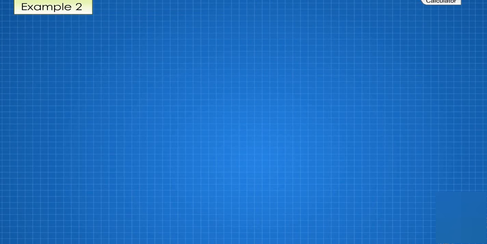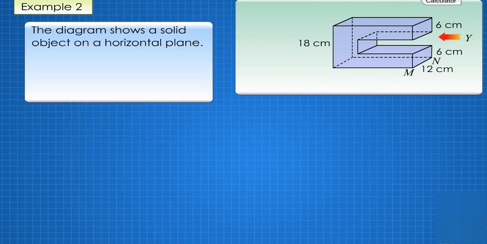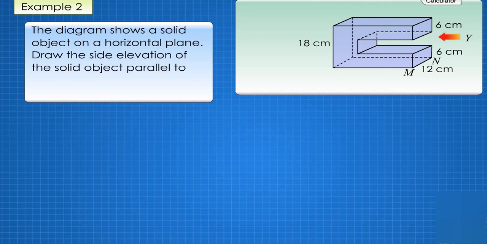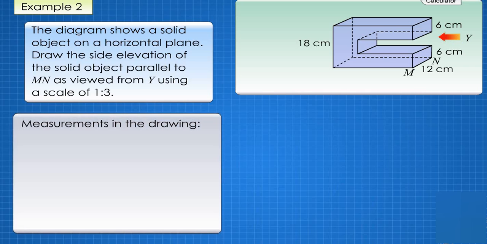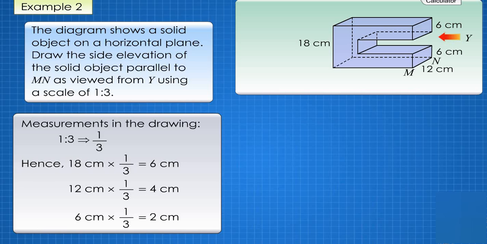Example 2. Given the solid object, draw the side elevation of the object using a scale of 1 to 3. First, calculate the measurements in the drawing that represent the actual measurements on the object. A scale or a ratio of 1 to 3 is equivalent to 1 over 3. Hence, multiply each measurement by 1 over 3, and we get the measurements for our side elevation.